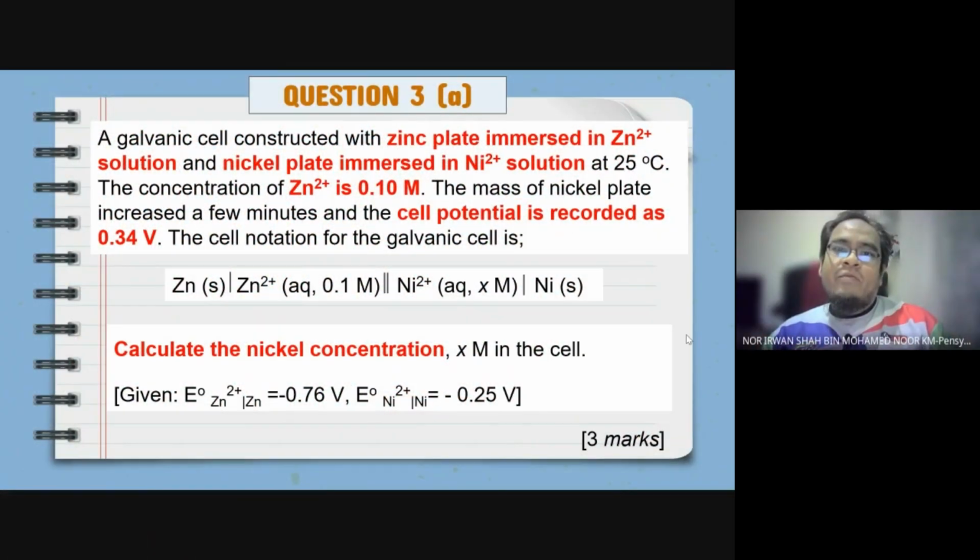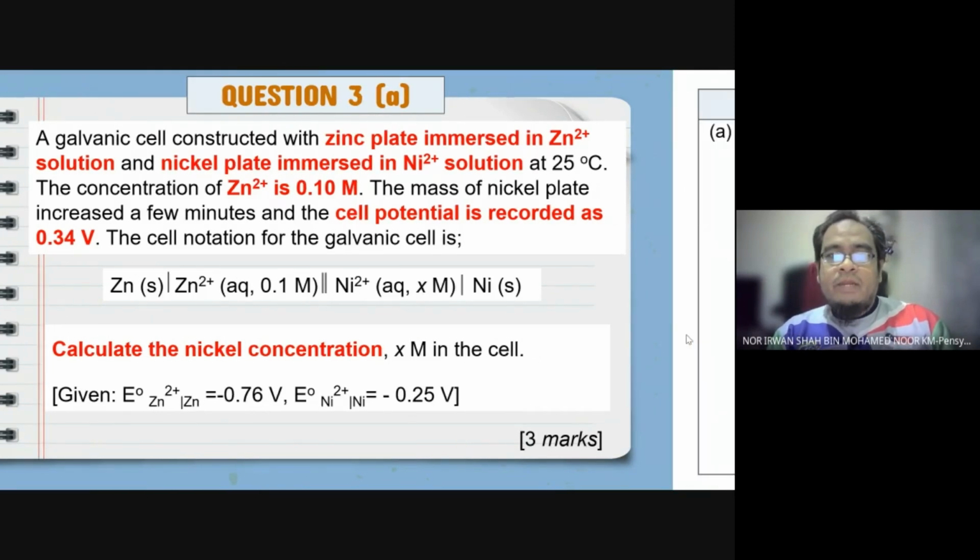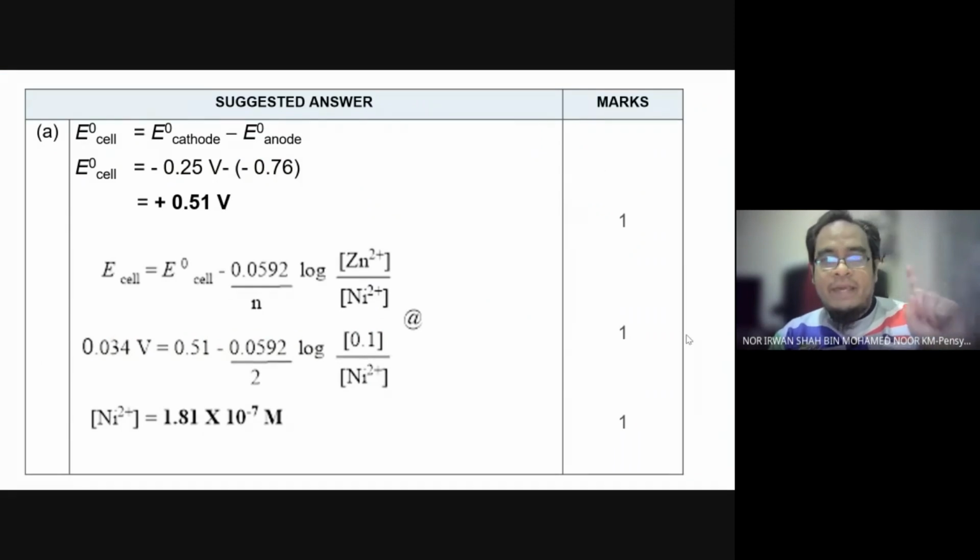Alright guys, jadi without further ado, let's look at the solution for this question. Okay, jadi pertama sekali, the first thing yang you all kena buat, kita kena kira E0 cell dulu. Okay, kenapa kena kira E0 cell? Sebab dalam soalan ni, kan kita kena guna Nernst equation ni. Guys, yang dekat bawah ni saya tuliskan. Right, so this is Nernst equation. Okay guys, so kalau you all tengok dekat Nernst equation ni, nampak tak?